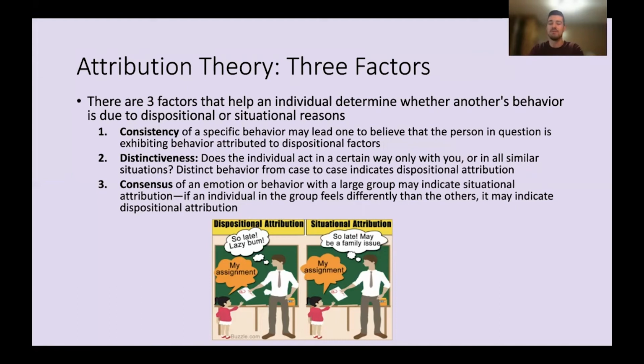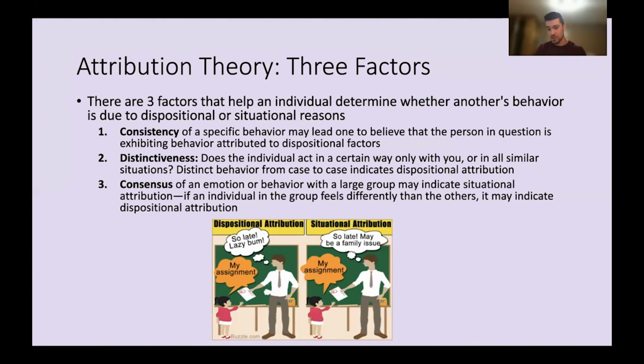Consensus of an emotion or behavior with a large group may indicate situational attribution. So if we have a bunch of people in a group and we're all acting the same way, the larger the group, the stronger the consensus. That is a good indication that it's a situational attribution, because we're all different. We all have different internal reasons for doing whatever we do. But the one thing that unites us is that we're all in the same situation. So if our behavior is the same, there's a good chance that it's situational reasons that we're acting the way we're acting.